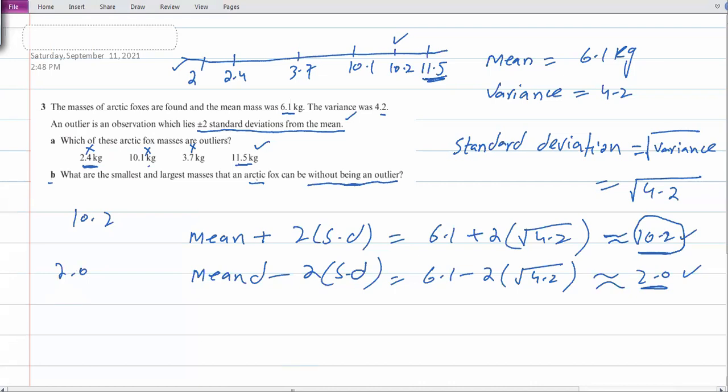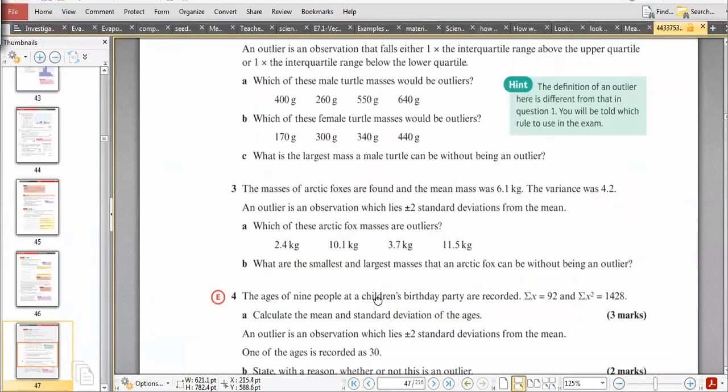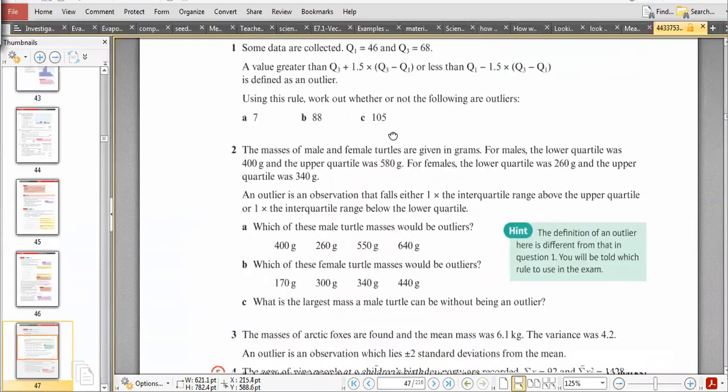Okay. So this point further, when we actually draw the outliers and the data, we will discuss them further there.